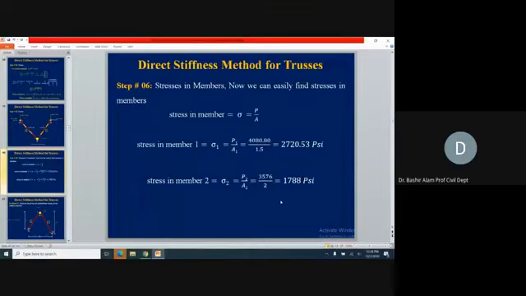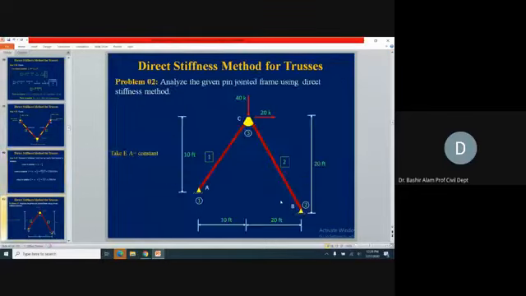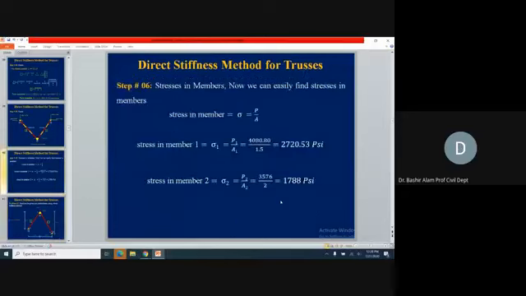So this is in a way now we have discussed the design problem also. This is how the members are designed. We are done with this problem number 1 now. You can ask me if you have any question.